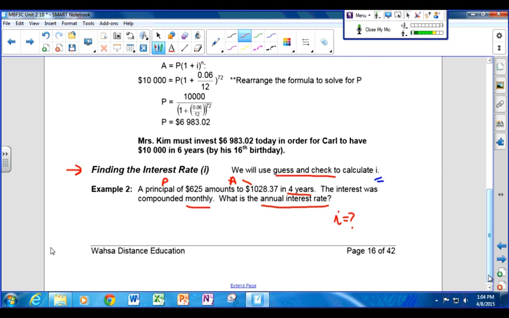So here's the question. The principal, 625, amounts to 1,028.37 in 4 years. So someone has a pretty good investment going there. Actually, it's a really good investment. The interest was compounded monthly. What is the annual interest rate?